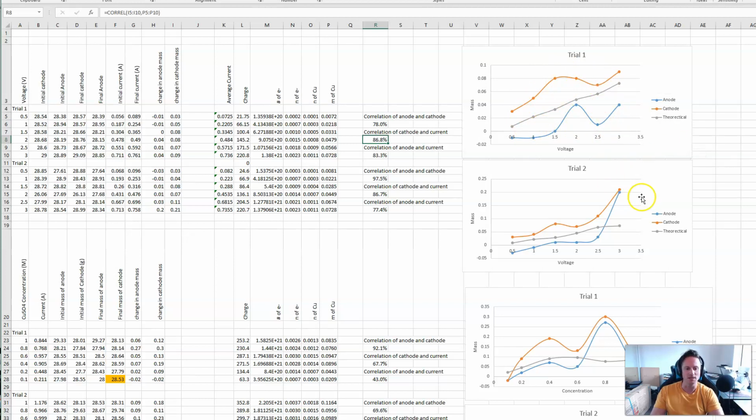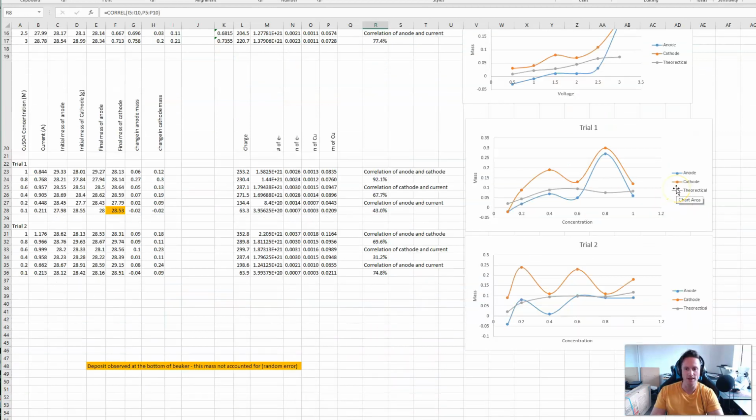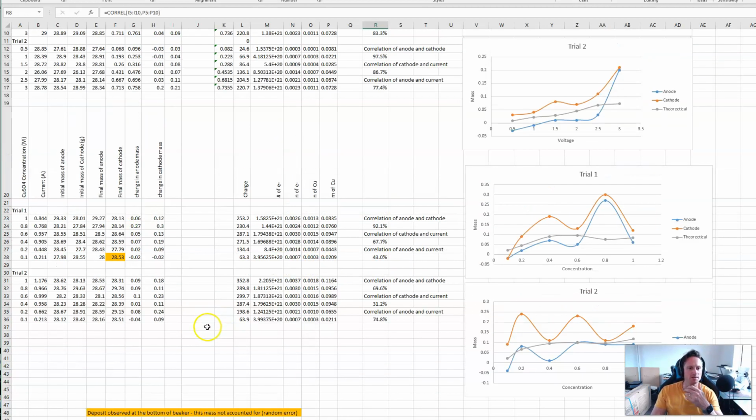So there's already some significant differences there between random and systematic. For this group, the difference is minimal, so I won't go through all this stuff again, but we only measured one current here, and we've got our change in anode mass and our change in cathode mass. We would be expecting these to be positive again because the anode is always dropping in mass.